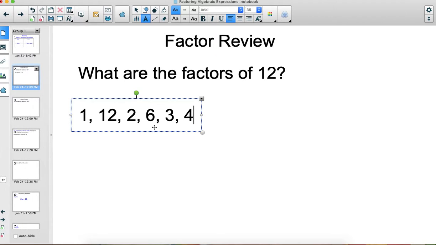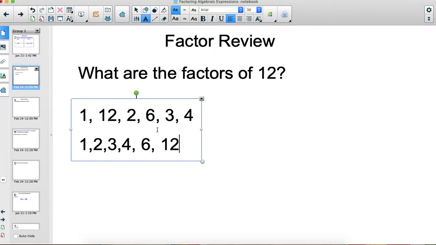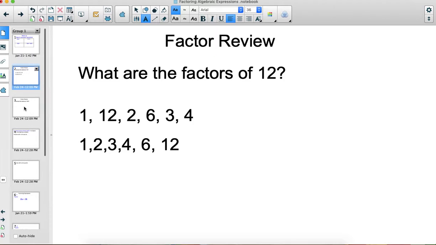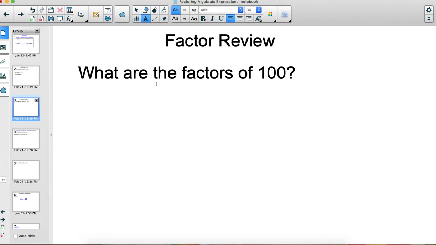Now, if you have them in that order, it's kind of confusing, so I always recommend putting them in order. So it's 1, 2, 3, 4, 6, and 12. All right, try this one on your own. What are the factors of 100? Pause this video and see if you come up with what I'm about to.